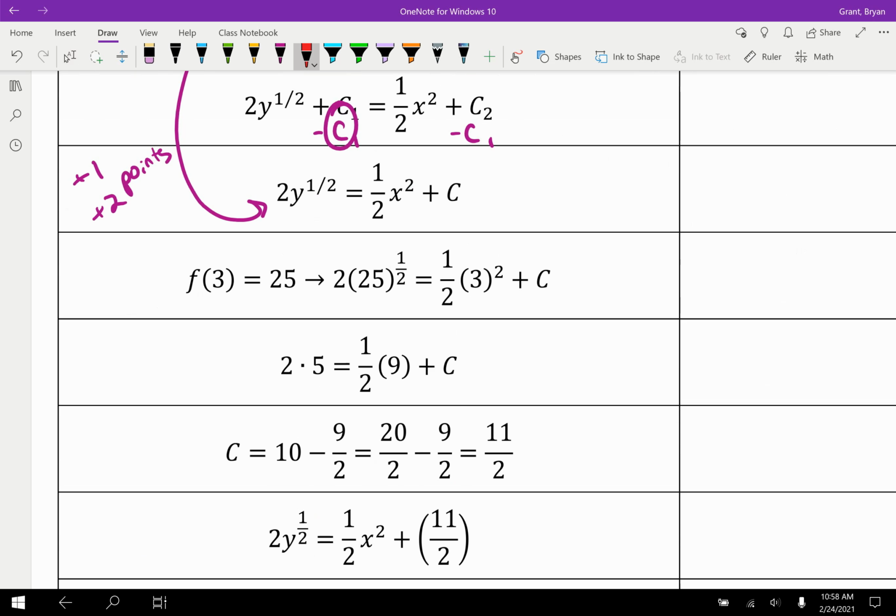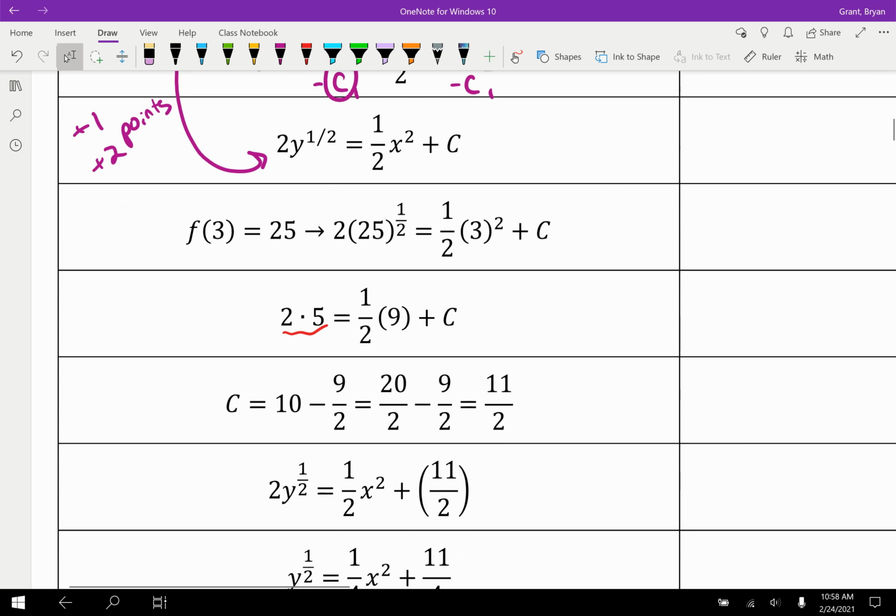So let's use the initial condition, right? We're going to substitute the output in for y and the input in for x. And there's nothing bad here. Square root of 25 is 5. 5 times 2 is 10. This is 9. 9 halves.